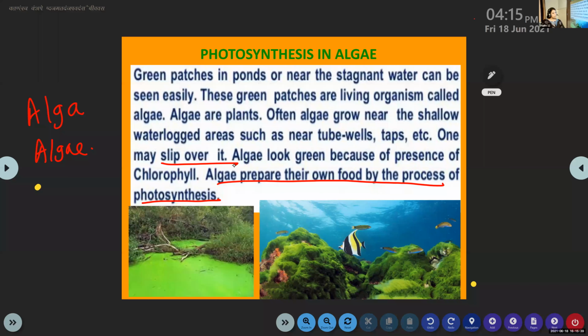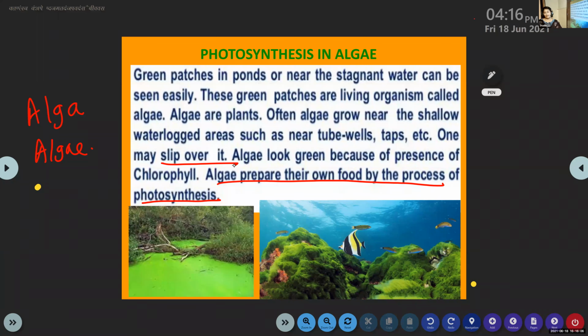Clear? So they also cook the food by photosynthesis. These are the plants which will be grown only in the presence of water. When there is no rain, you won't see algae. You won't see algae in our compound. If there is rain, it will be seen. Otherwise, it will be seen in the river, lake, where water is not flowing.